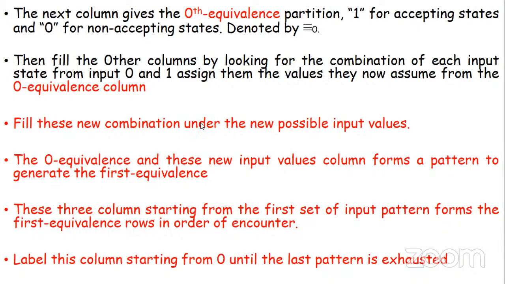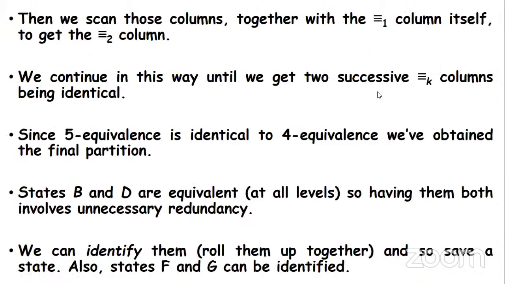Of course, I've explained that these 3 columns, starting from the first set of input patterns, form the first equivalence row in order of encounter. Label this column starting from 0 until the last pattern is exhausted. That's what we did in the previous slide. Then we scan those columns together with E1's column itself to get the equivalence 2 column. We continue in this way until we get 2 successive Ek, which is just an arbitrary number, columns being identical.